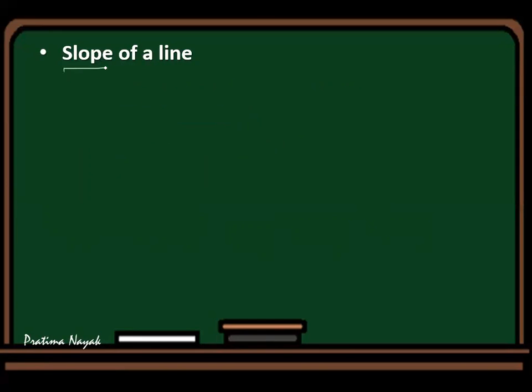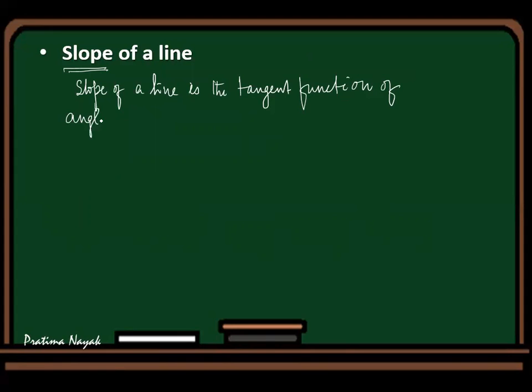So what is the slope of a line? Slope of a line is the tangent function of the angle the line makes with positive x-axis. That means we measure in anti-clockwise direction.